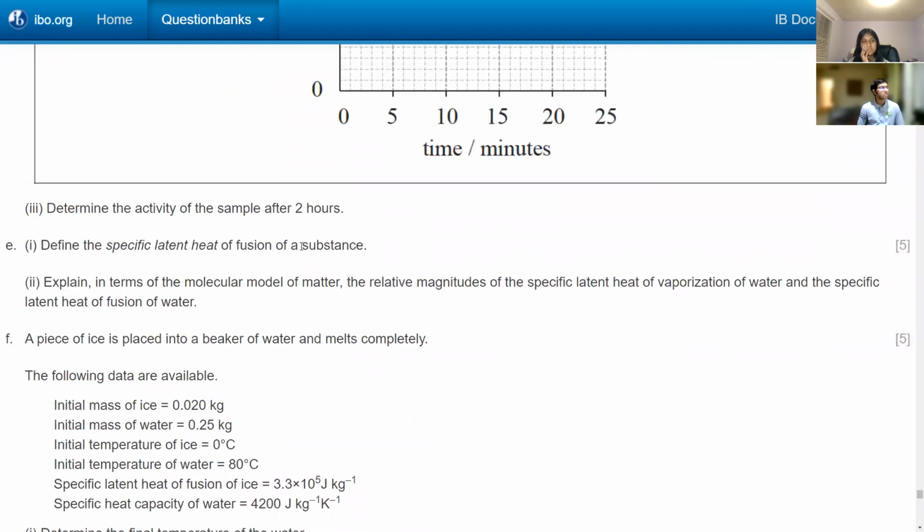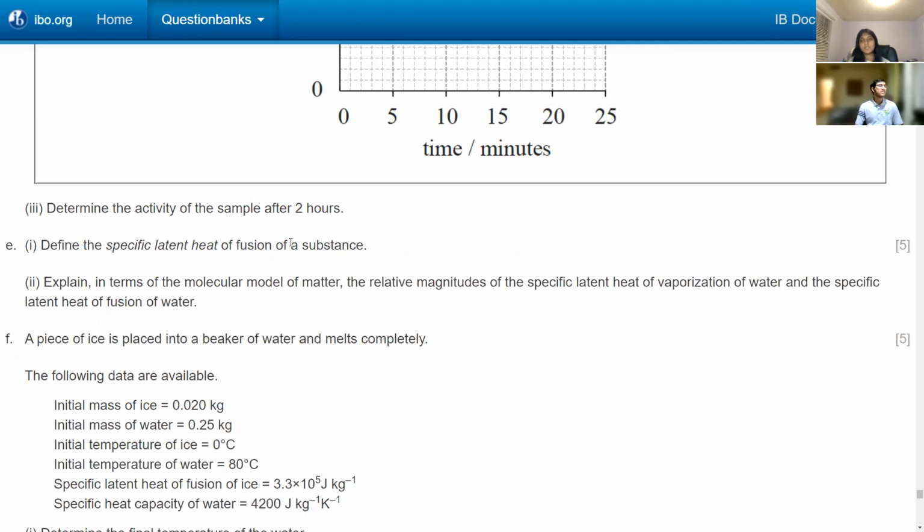Specific latent heat of fusion of a substance is the energy absorbed or released during the phase change of fusion. Okay, so specific latent heat of vaporization is... It's fusion here, not vaporization. No, it says both. Oh no, I wasn't defining it, I was moving on to the next question. Oh, okay. I mean, we should probably define it.